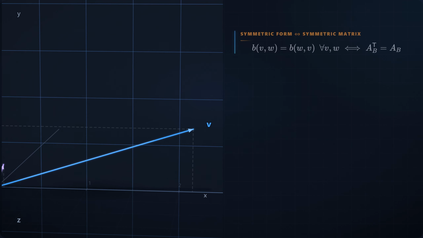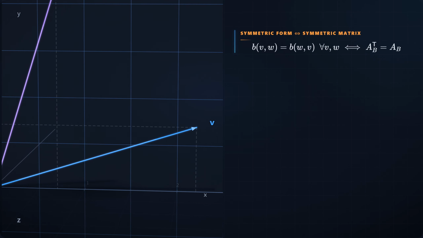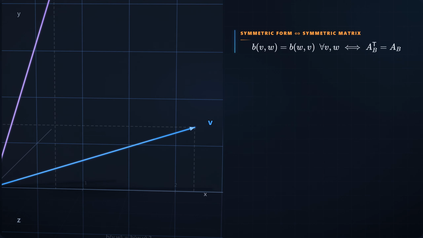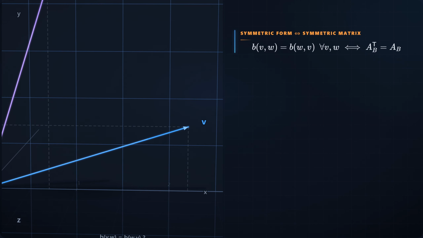Now the payoff of having a matrix. Properties of the form become properties of the matrix. The first and most tested one is symmetry. The form is symmetric, B of V, W equals B of W, V for all inputs, exactly when the matrix equals its own transpose. The forward direction feels easy.